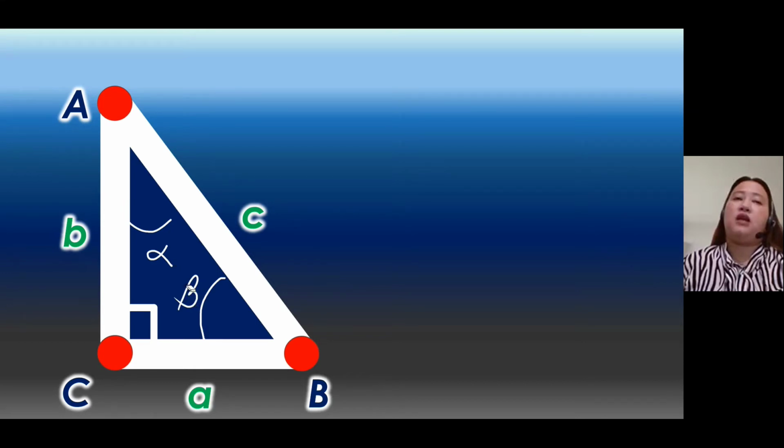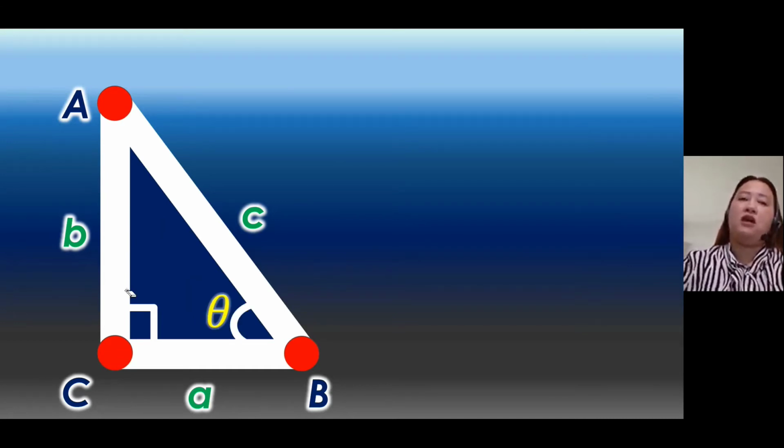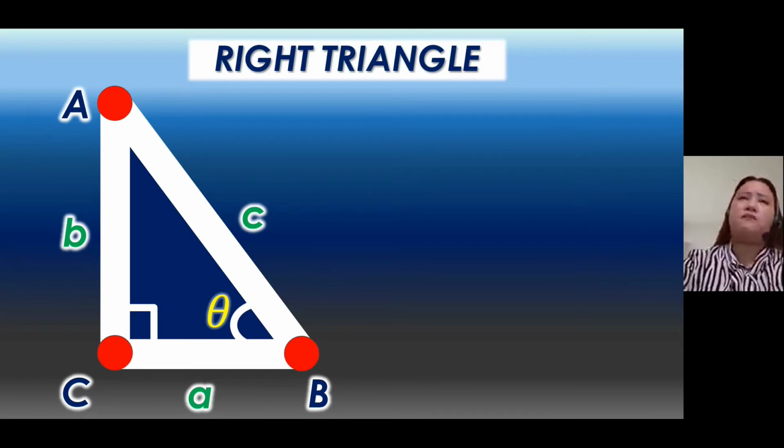But then usually if we only have one angle shown, either on A or B, we can use the theta. Okay? But if you would like to use the beta, it is okay as long as you are sure that the beta is on B. Or you can make use of any other symbols. That's it.